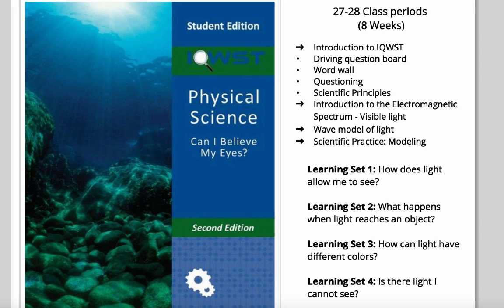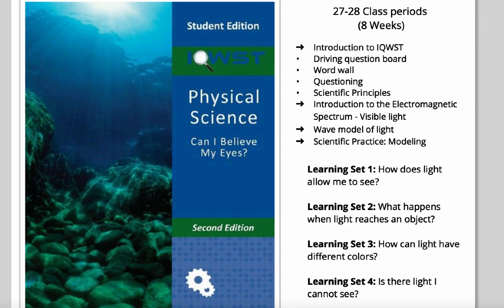The big thing about this particular unit is it's the very first unit, if you follow the sequence that IQWST recommends, that students will be introduced to in 6th grade in the fall. And so they will be introduced for the first time to the driving question board, the word wall, the importance of questioning within IQWST, this idea of scientific principles and how they develop their own scientific principles.